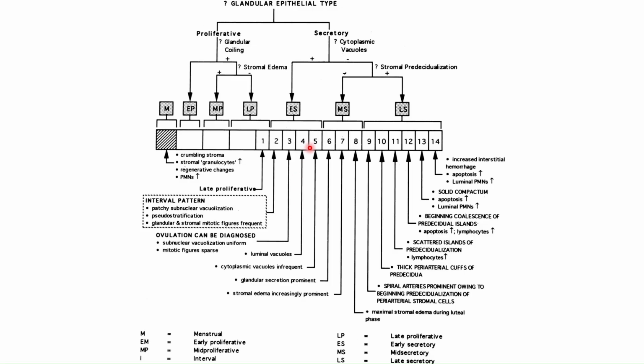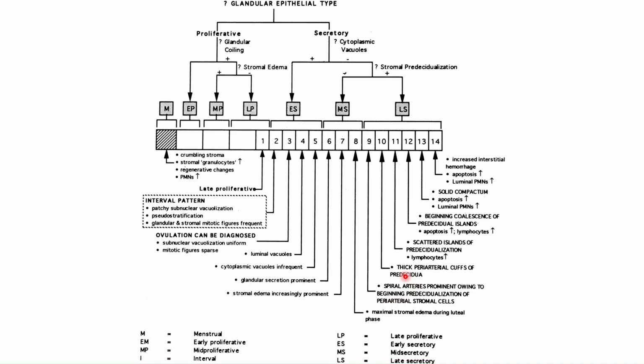Luminal vacuoles are seen in the early secretory phase. There is absence of cytoplasmic or infrequent cytoplasmic vacuoles. Glandular secretion is prominent and stromal edema is maximum in mid-secretory phase. Now, in late secretory phase, day 8 shows spiral arteries prominent and beginning of predecidualization of stromal cells surrounding the arteries.